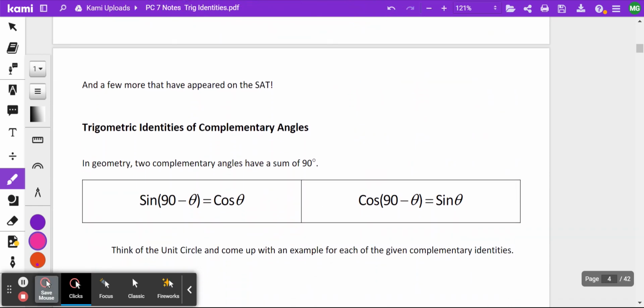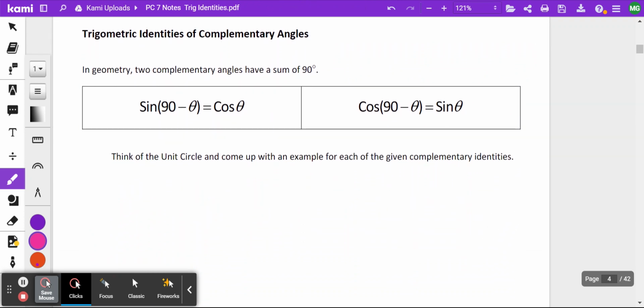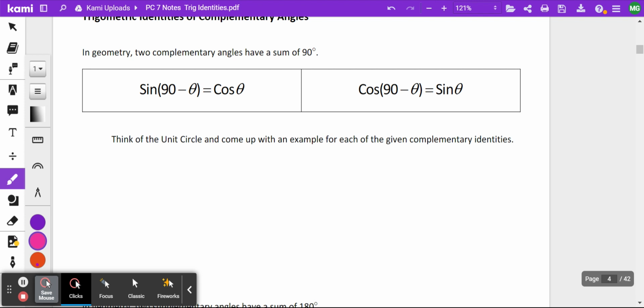Okay, moving right along. So we have added a couple more in here, and these are the trig identities of complementary angles. And this is something that has appeared on SAT, so we kind of feel like it's important. So let's take a look at this. I'm going to give you specific examples, and you're going to think, oh yeah, I kind of noticed that anyway. So first of all, the sine of 90 minus an angle is equal to the cosine of that angle. These are called complementary identities. The cosine of 90 minus an angle is equal to the sine of that angle.